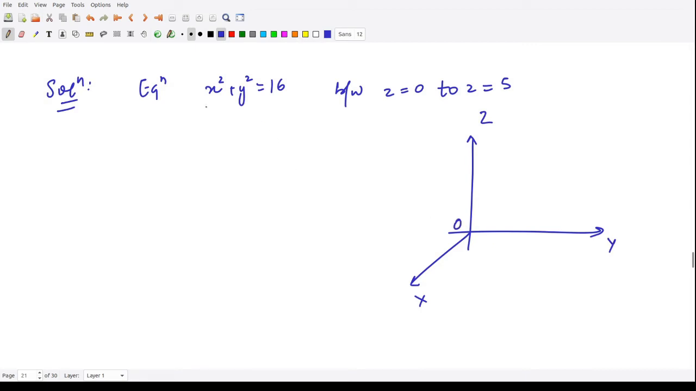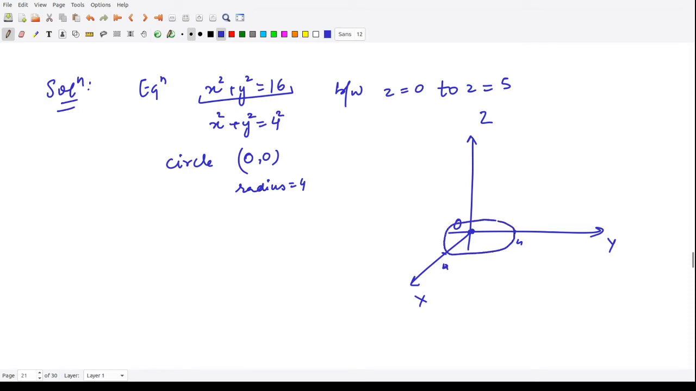So here first of all we'll draw this circle, x square plus y square is equal to 16. So I can write this to be x square plus y square is equal to 4 square. So that means this is a circle having center at 0, 0 and radius equal to 4. So we'll have the center of the circle here and radius as 4 units. So this is 4, this is 4, and this is 4, right? So our circle would be something like this in this xy plane.